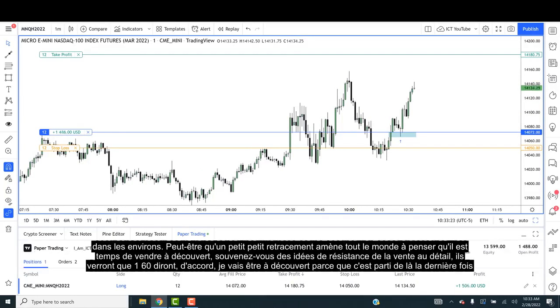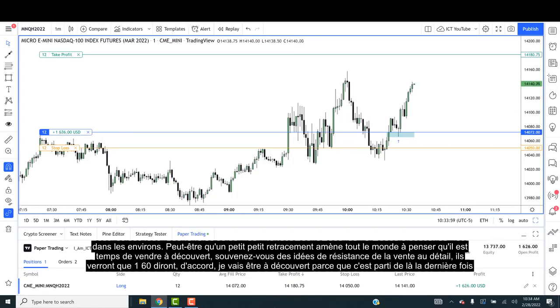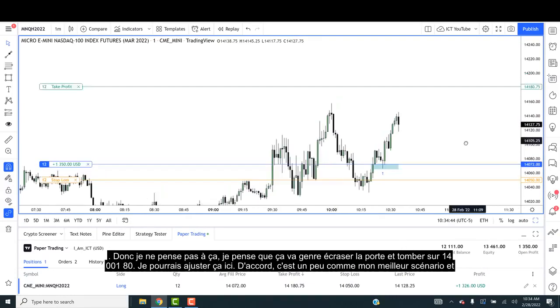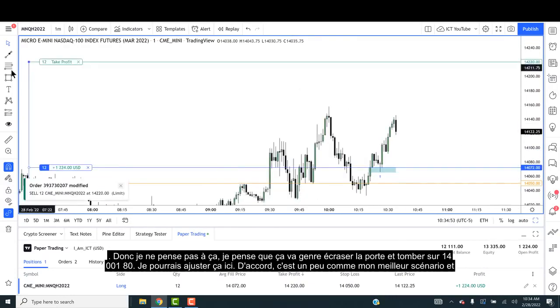Typically you'll see it usually consolidate around here, maybe small little retracement. Gets everybody thinking it's time to sell short. Remember, resistance ideas from retail, they're going to see that 160 and say, okay, I'm going to get short because it went down from there the last time. So I'm not thinking that. I'm thinking it's going to, like SWAT, bust through the door and run up into that 14,180. I might adjust that in here.